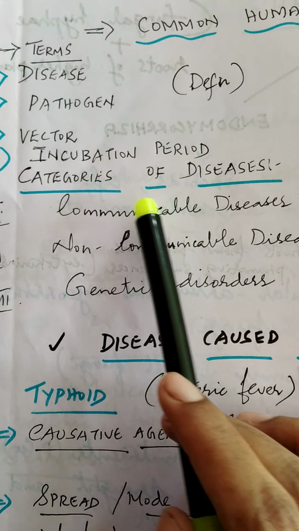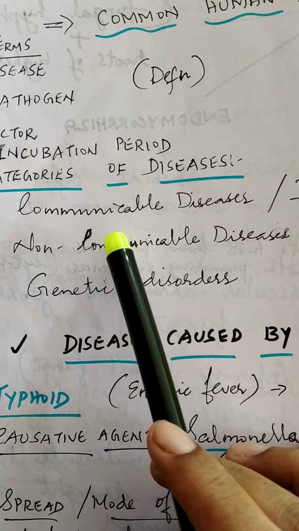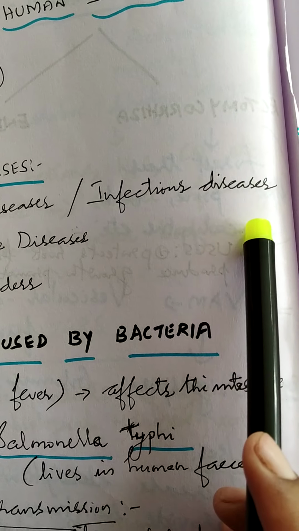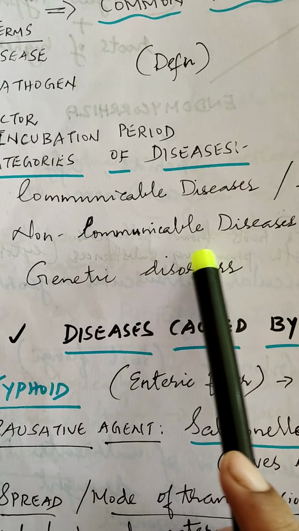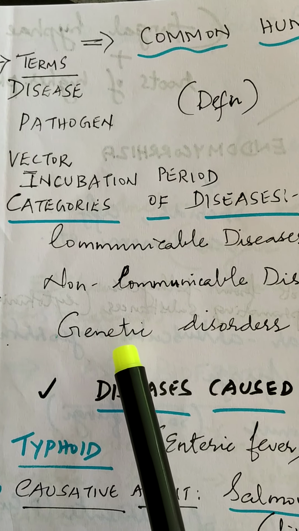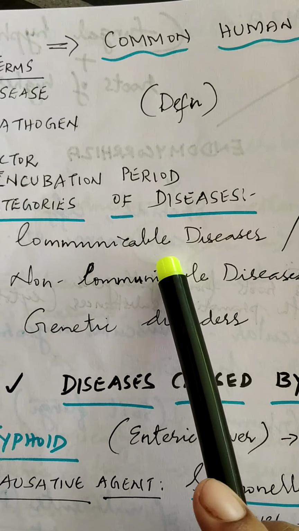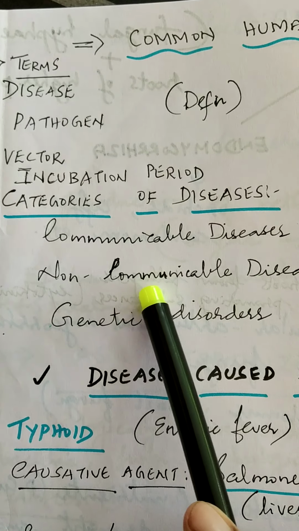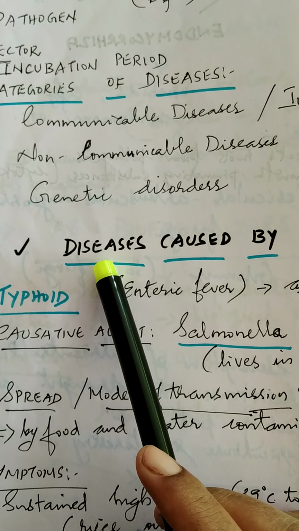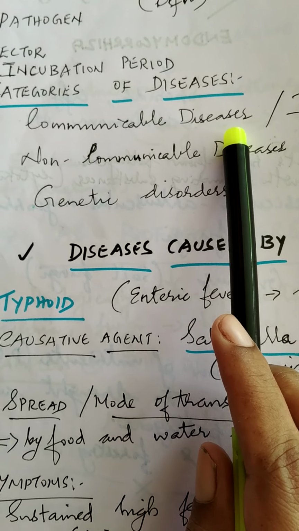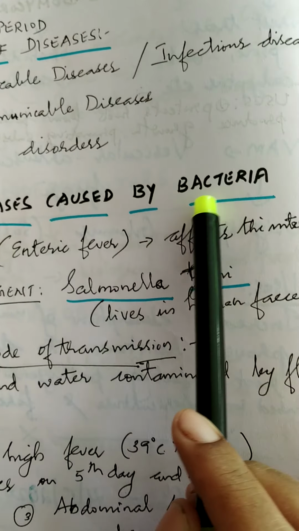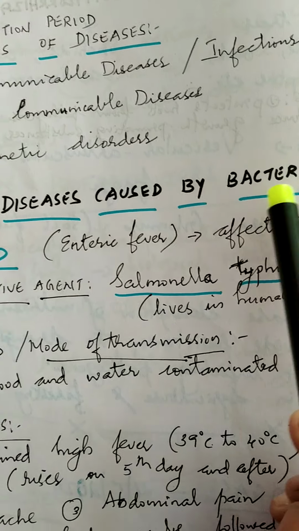Now, moving on to the categories of diseases. There are three categories of diseases. The first one is communicable disease or infectious diseases. Second one, non-communicable diseases. And third category is genetic diseases. In this chapter, mainly we are dealing with the first two, that is communicable diseases and non-communicable diseases. First, let us move on with the communicable diseases in humans, and the first category is diseases caused by the pathogen, that is bacteria.